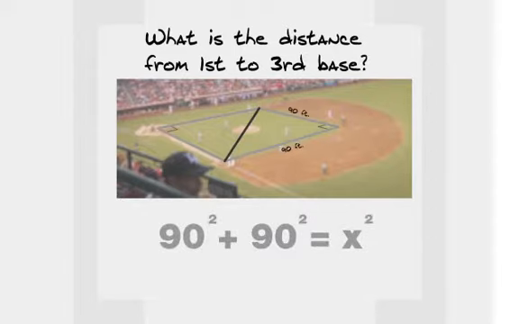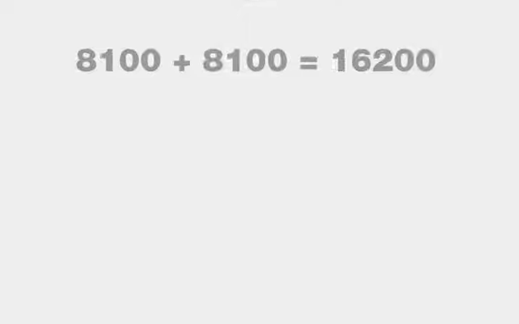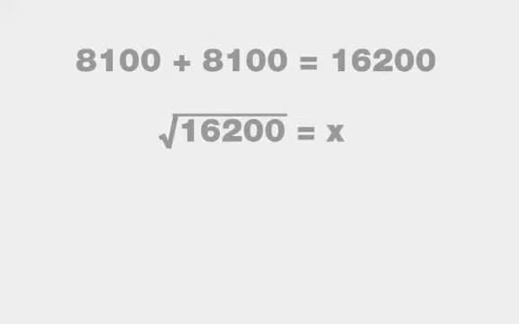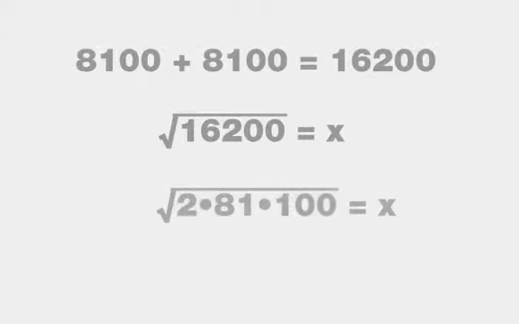All you got to do, 90 squared, because that's a leg, and that's another leg. 90 squared plus 90 squared equals x squared. Simplify it down, and you get 8100 plus 8100 equals 16,200. And if we're going to reduce that, take the square root of it, what on earth is the square root of that number? Well, I'll give you a hint.